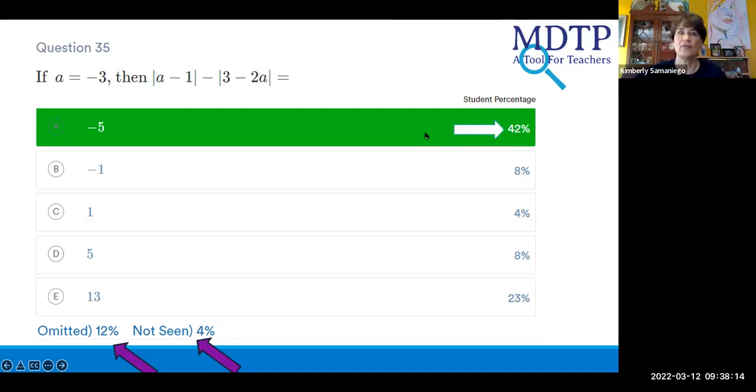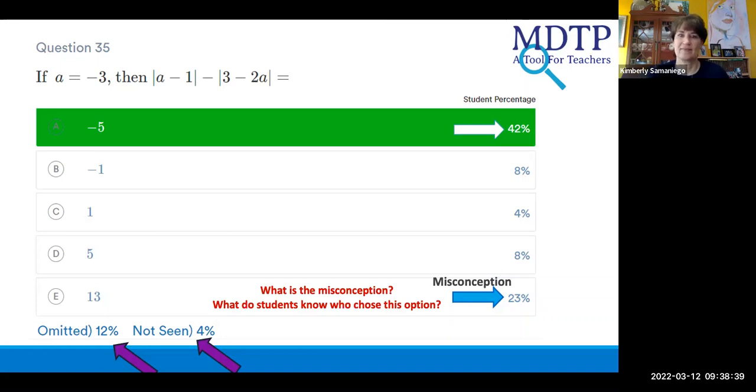We also see that 42% of the students got this correct. And we see that 23% of the students answered 13. So can you place in the chat or unmute yourself and call it out? What do you think happened? What's the math that students did to get the answer of 13? What do students know to choose this option?